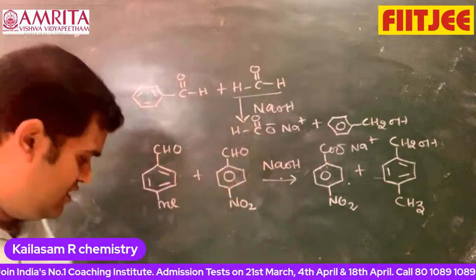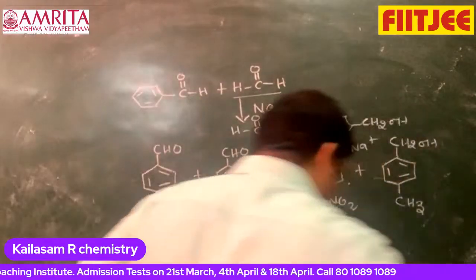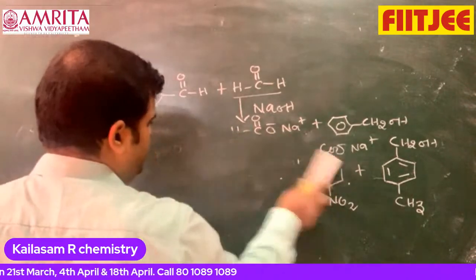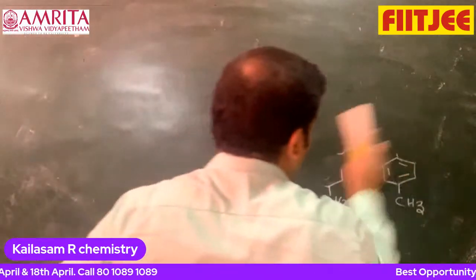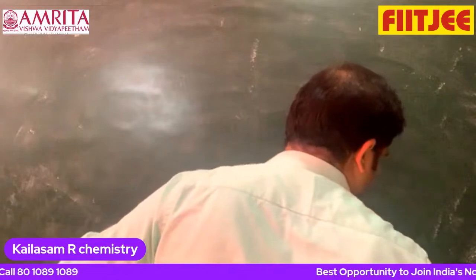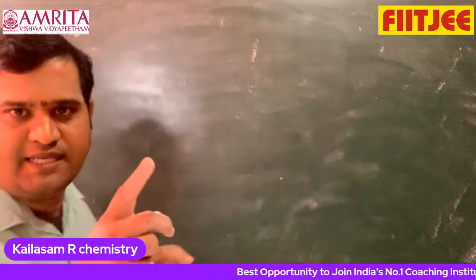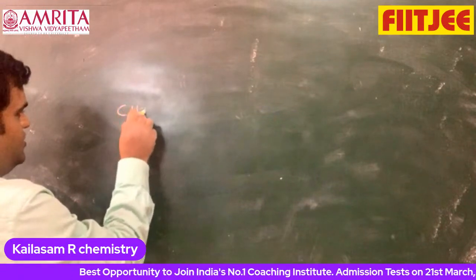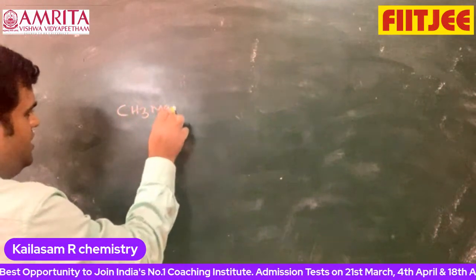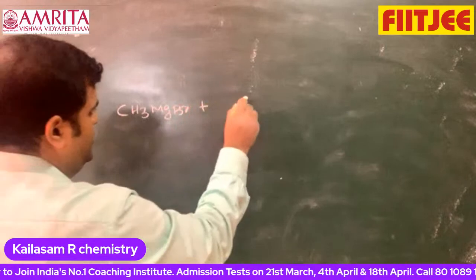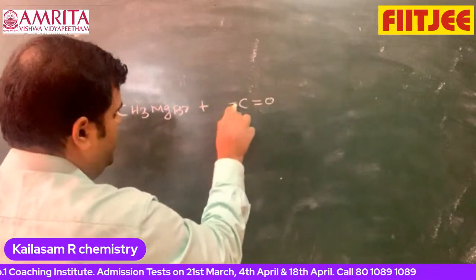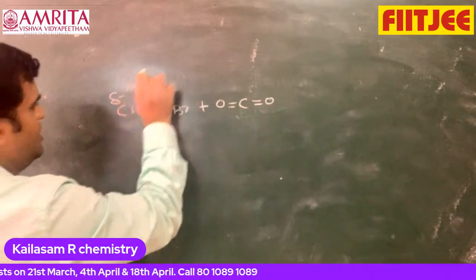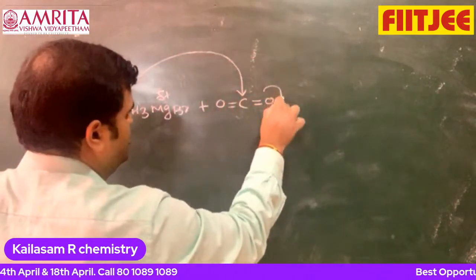Fine. Now I want to clean this. Next we will go with carboxylic acid. Very important, carboxylic acid. This is the preparation of carboxylic acid. What is the preparation of carboxylic acid? In preparation of carboxylic acid, look at this, CH3MgBr. I'm going with C double bond O. Here, O is delta minus, this is delta plus. It attacks there, the bond is going to break.